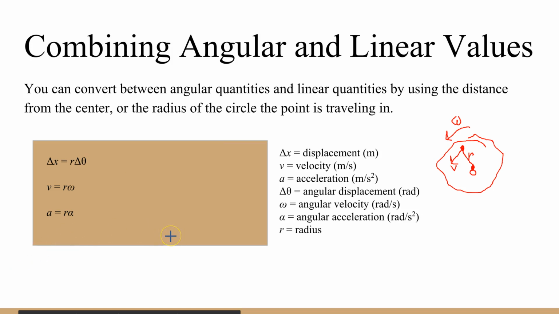And if the object is undergoing angular acceleration, then the linear acceleration of the object is just the distance from the center times the angular acceleration. So r is the distance from the center, or the radius of the circle the point is traveling in. Okay.